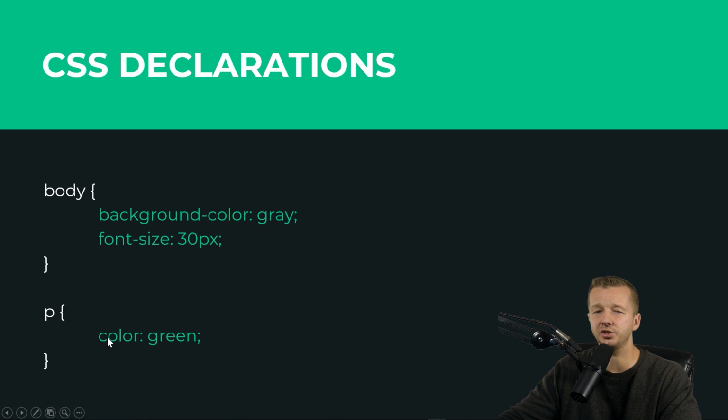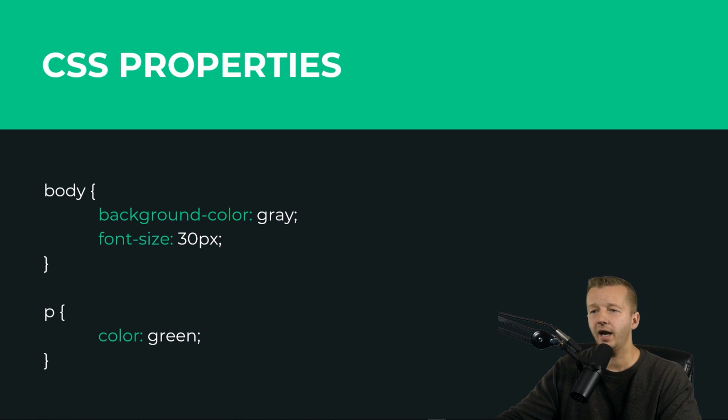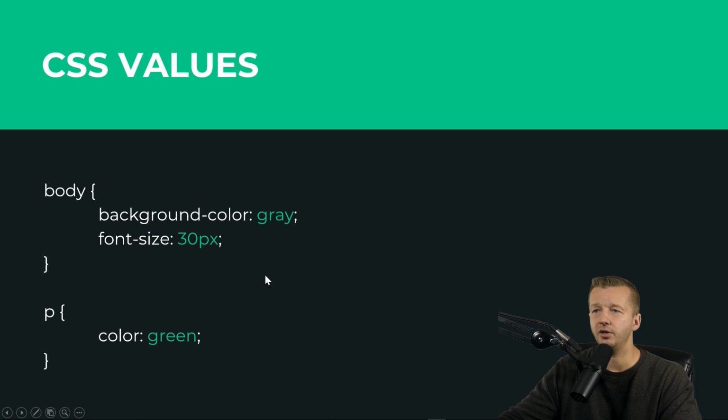And then in this rule set's case, it's only one declaration. Some rule sets can have like 20 different declarations. Inside of the declaration, there are two different parts. You have the CSS property name followed by a colon, and then you also have the CSS value associated with that property. And you end the declaration with a semicolon.